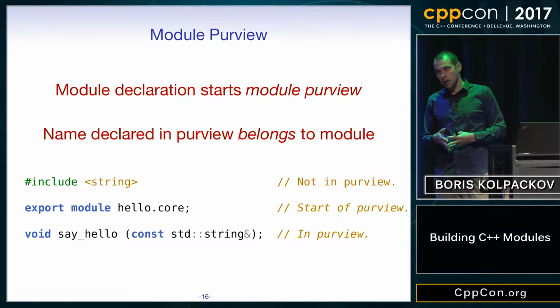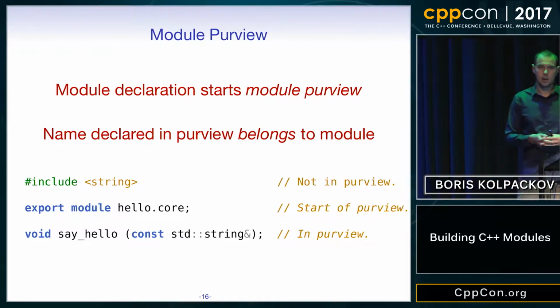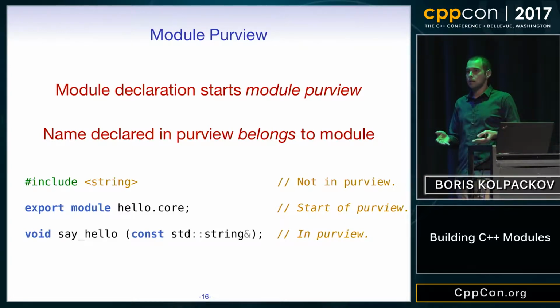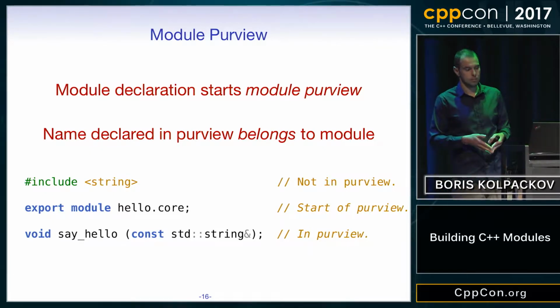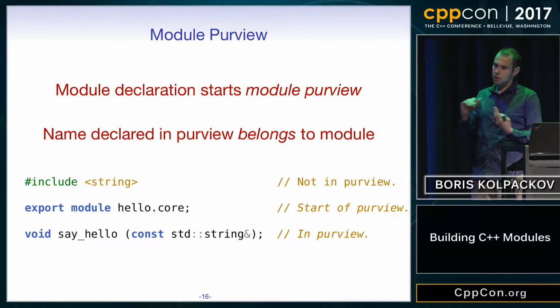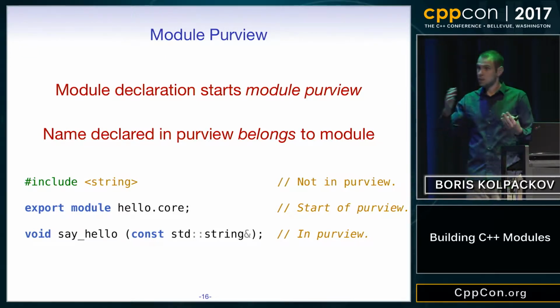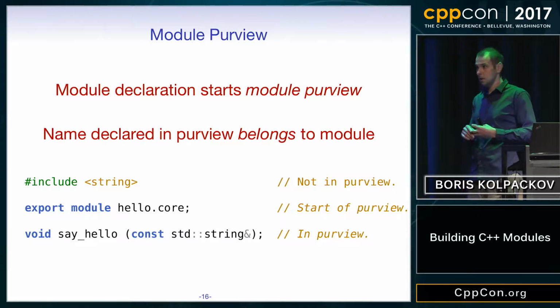A module declaration starts a module purview. Now, this is a fairly central concept in the module machinery. Names declared in the module purview belong to said module. Right? So, in a sense, a module declaration, exporting or not, either in the interface or an implementation unit, splits the translation unit into two halves, which we will see have very different rules.